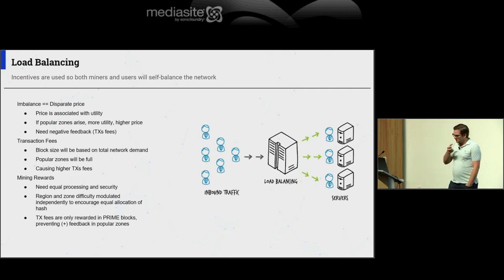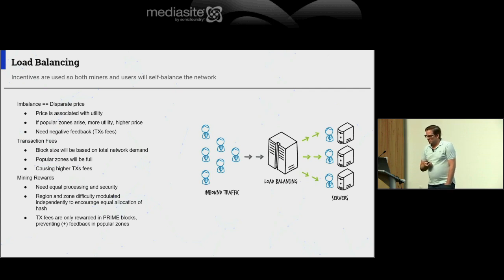So to do that, the block size will be dynamically based off of network demand, but will be calculated for the entire chain, not a specific region or zone. So if a zone becomes popular, it will become full, and transactions will essentially start increasing exponentially in price. Users will then be incentivized to look for a less populated zone to do their transactions.